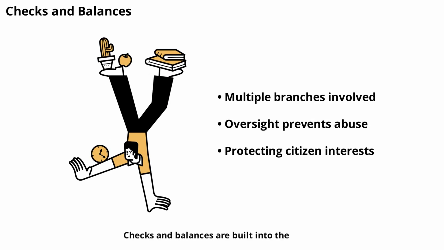Checks and balances are built into the rule updating process to prevent abuse of power. Multiple branches of government, legislative, executive, and sometimes judicial, are involved in reviewing and approving changes. This system ensures that no single group can make or change rules without oversight, protecting the interests of all citizens.